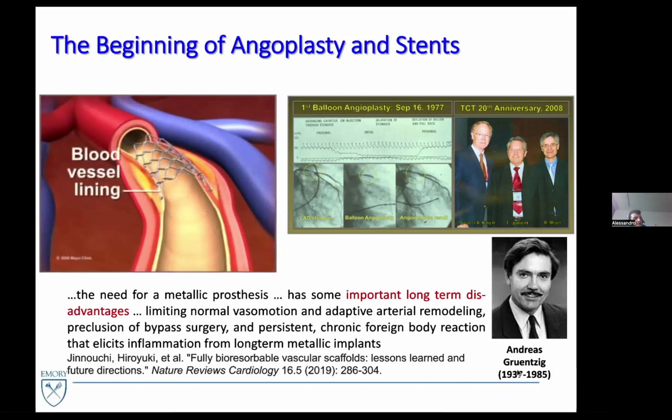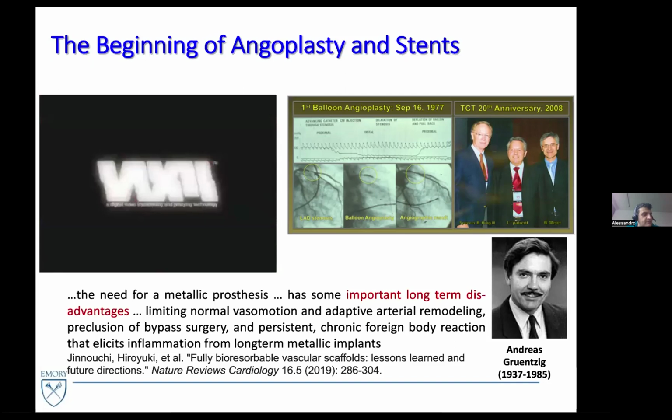Unfortunately, he had two passions, both related with fluids. One is blood, and the other is airplanes. So he was piloting small airplanes, and he crashed out of Atlanta in 1985 with these small airplanes and his wife. So he passed away prematurely. But this is the first patient receiving a stent in human history. And this was 1977, and this is 2008.